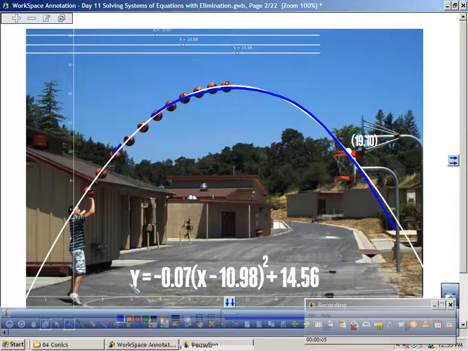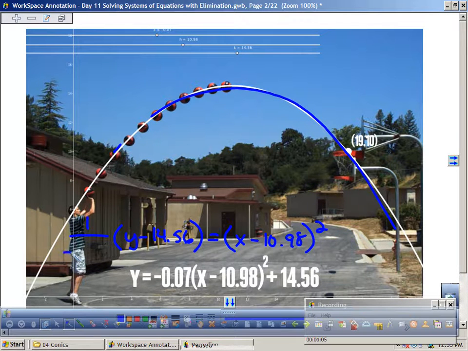Only it's not in the form that we have been using, right? This 14.56 should be over here with the y. So it should be y minus 14.56, correct? And then the x is going to be on this side, x minus 10.98 squared. They're ugly numbers. Just pretend that's a 1 and that's a 2. It's okay. We'll be fine. And this is negative 0.07 in front of here. If I were to get it on this side, I'd have to divide both sides by it.